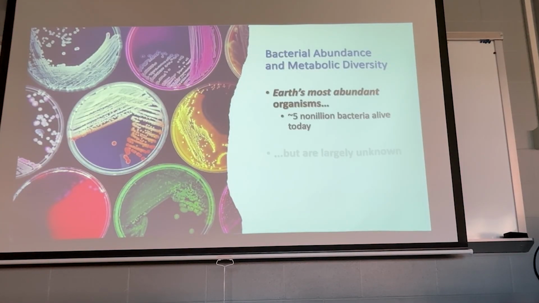So, bacteria abundance and metabolic diversity. Earth's most abundant organisms are the bacteria. This is the number of bacteria, 5 nonillion. Do you know what that number means? Neither did I the first time I saw the number. It's 1 with 30 to 50 zeros behind it, depending on whether you're in the US or you're British. It's a huge number, right? You can't even fathom it. That's how many bacteria are sitting on the planet alive at any one time.